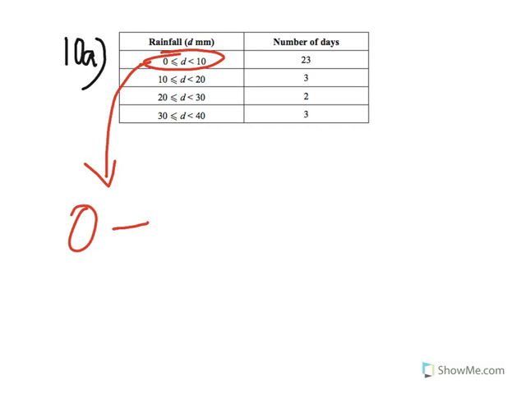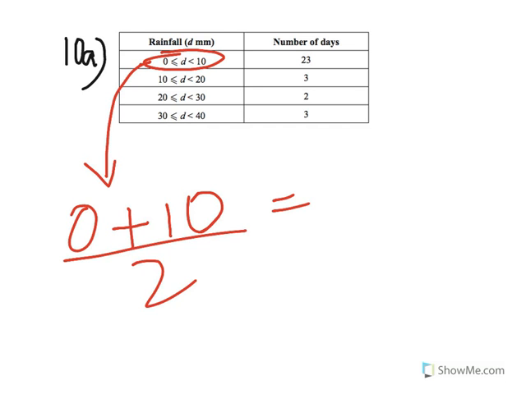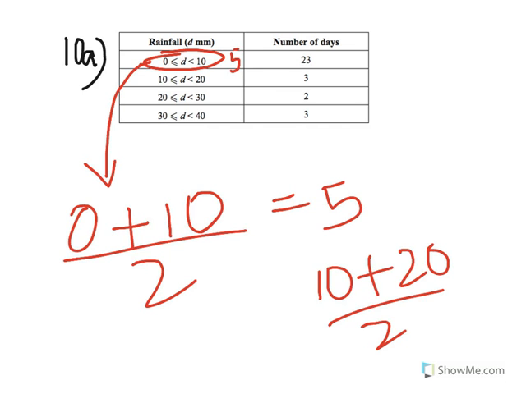So the range goes from 0 to 10, right? So all you got to do is 0 plus 10 divided by 2, which is 5. So the midpoint is 5 for this. From 10 to 20, it's 10 plus 20 divided by 2, which is nothing but 15. So the midpoint value is 15. And so on. So it's 25 and 35.